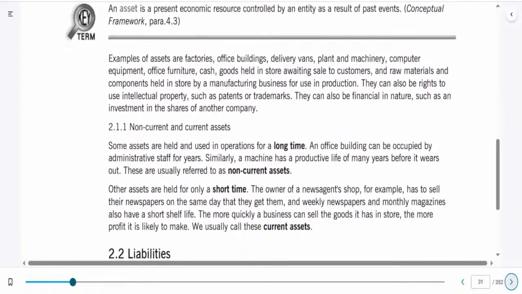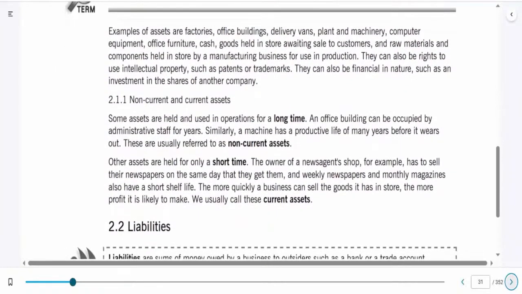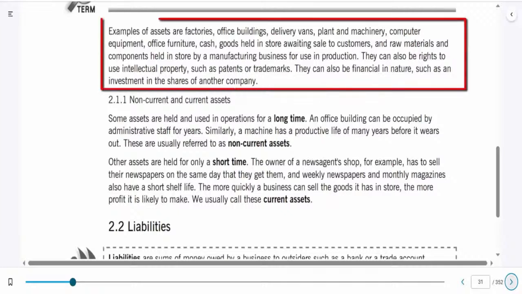Examples of assets. To make this even clearer, here are some common examples of assets that you might find in a business. Factories and office buildings, places where work happens or products are made. Warehouses, buildings where goods are stored. Delivery vans and lorries, vehicles used to transport goods or services. Machinery and equipment, machines that help with production or operations. Computers and office furniture, basic equipment that keeps the office functioning.